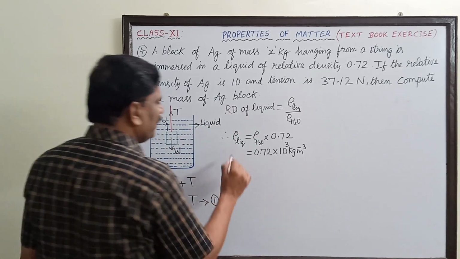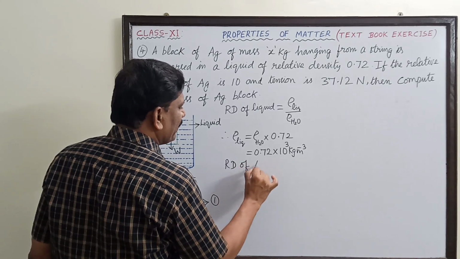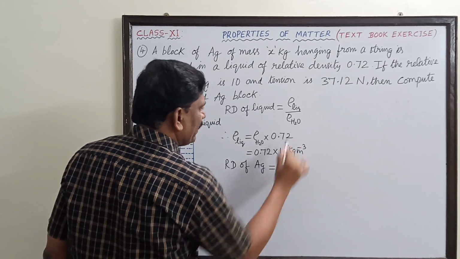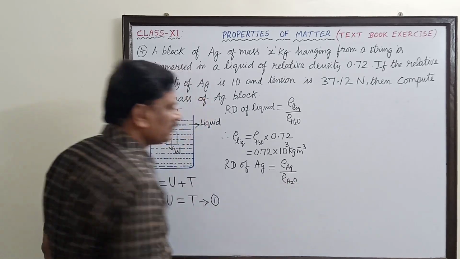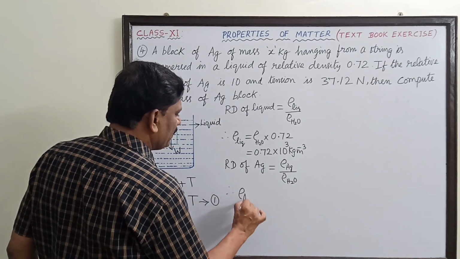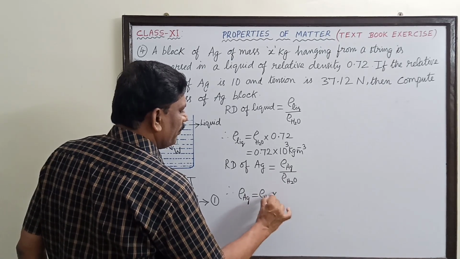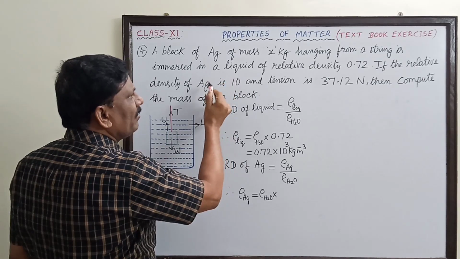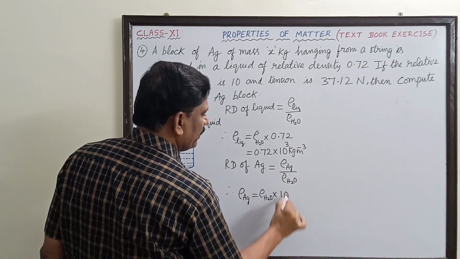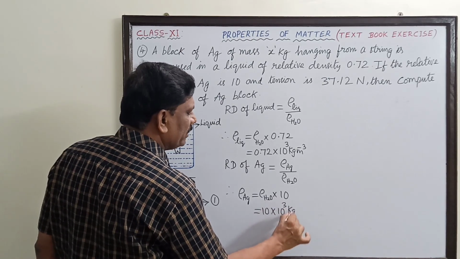Okay. Similarly, the relative density of silver Ag is equal to rho for silver divided by rho for water. Therefore, what is the density of silver? Density of silver is equal to rho for water multiplied by the relative density of silver, which is given as 10. So, relative density of silver is 10, so this is equal to 10 into 10 to the power of 3 kg per meter cube.